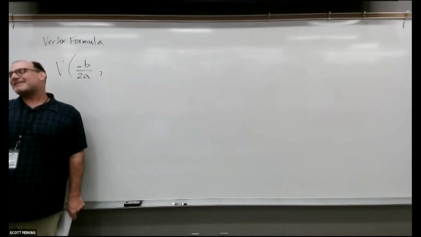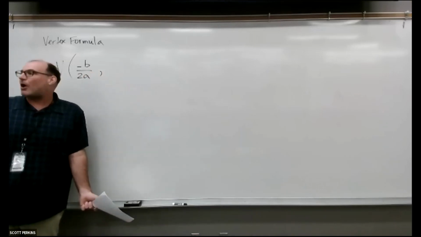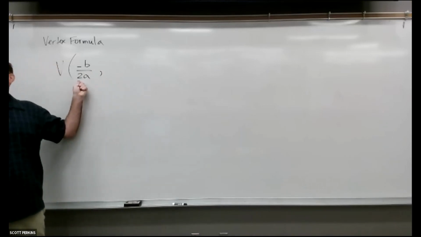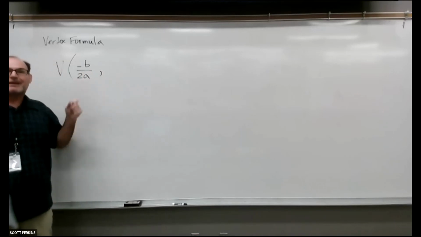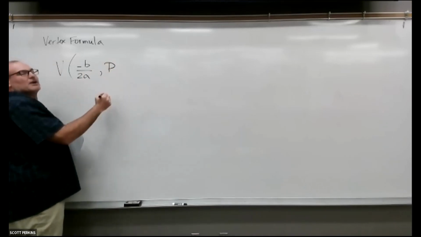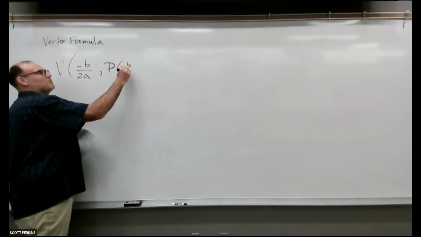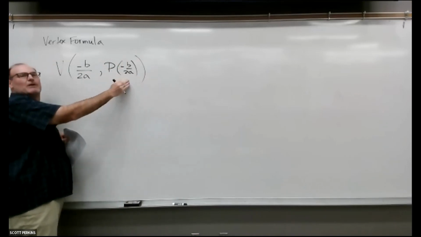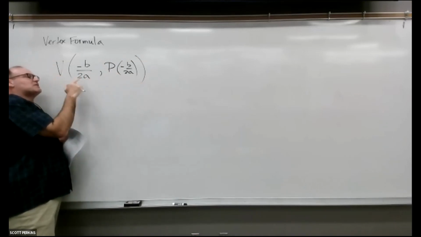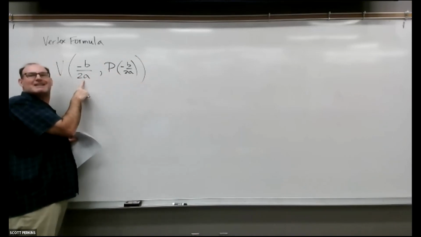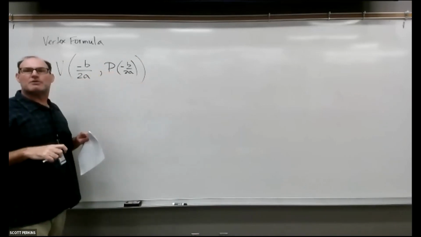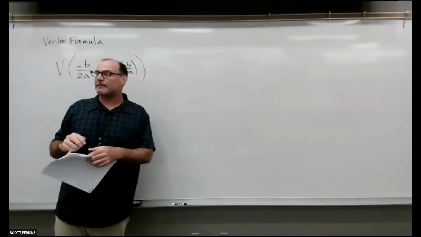Then the y value, now this is fancy notation, but all this means is to get the y value, whatever this x value is, you're going to plug it into the function. And so you're going to find the polynomial's value at negative b over 2a. Okay, so that's fancy, but don't let that confound you. All this means is you're going to use this formula, negative b over 2a, to get the x coordinate, and then whatever that number is, you plug it into the function to get the y coordinate.